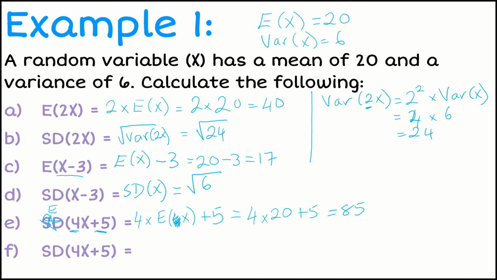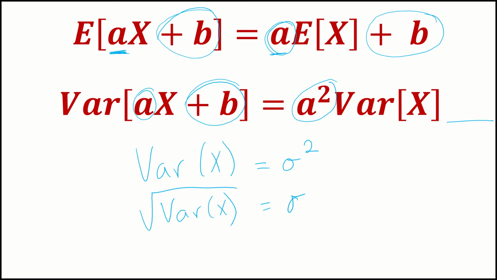Now for the standard deviation, remember if we're adding or subtracting that plus b, that doesn't change our variance at all. It's only the amount that we're multiplying by as a constant that we have to remember becomes constant squared.